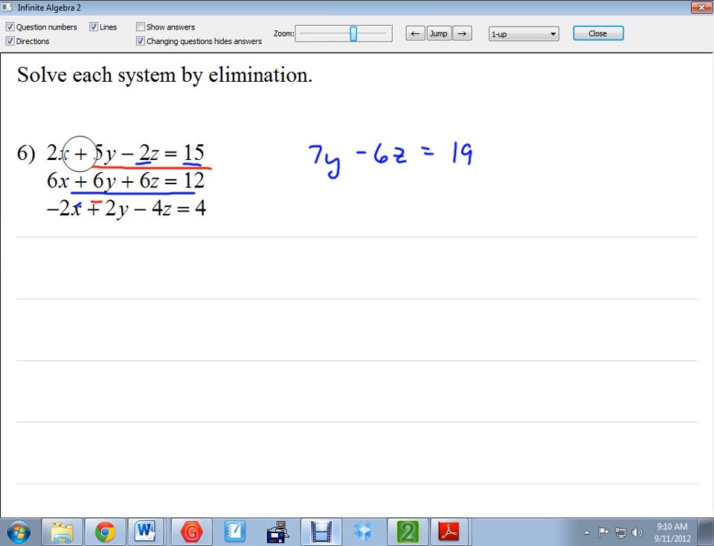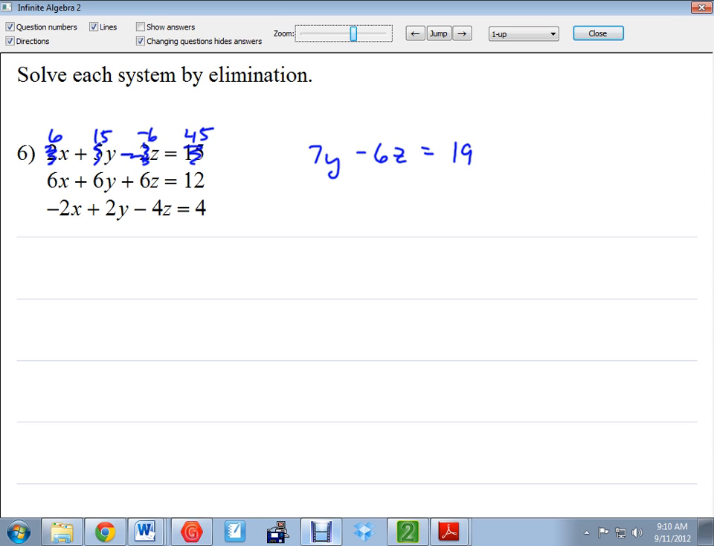Now if I go back to the original, I need to pick two other equations to do. It doesn't matter which ones I do. I'm going to go ahead and do the first two because those ones will be relatively simple. I can multiply the top one by 3 in order to get the x's the same. We want to eliminate the x's again. So if I multiply the top equation by 3, this will no longer be a 2, it will be a 6, this will be a 15, and this will be a negative 6, and this will be a 45.